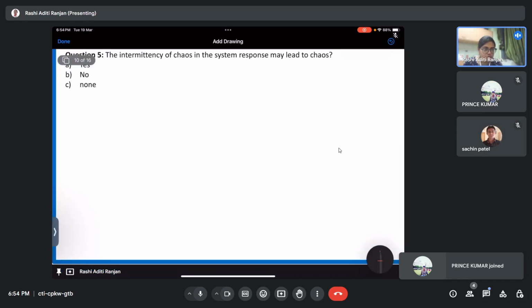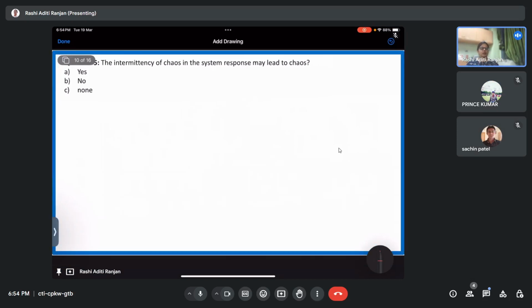Now coming on to question number 5. The intermittency of chaos in the system response may lead to chaos. So what is intermittency of chaos? What does intermittency mean in case of chaotic response? It comes from the word intermittent. I hope that you people are aware what intermittent means.